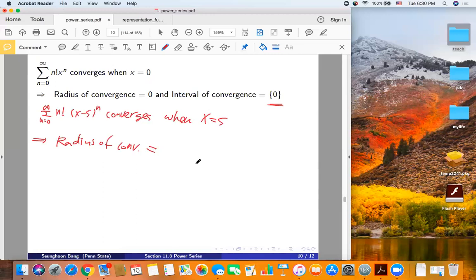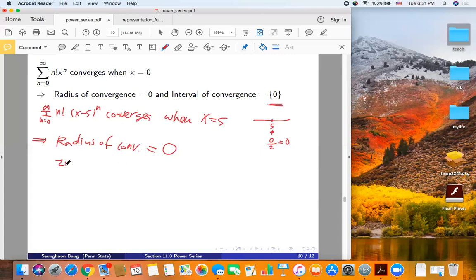5? No. 0. The reason here: 5 is only one point. What is the length of one point? The length is 0. So what's the radius? Divided by 2, 0 over 2 is 0. The radius of convergence is 0.